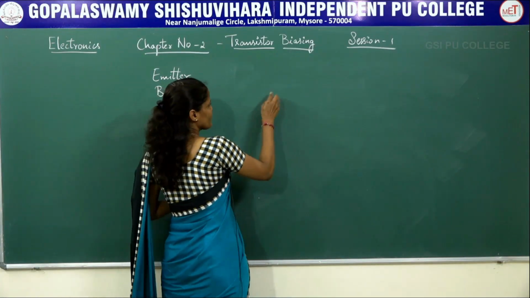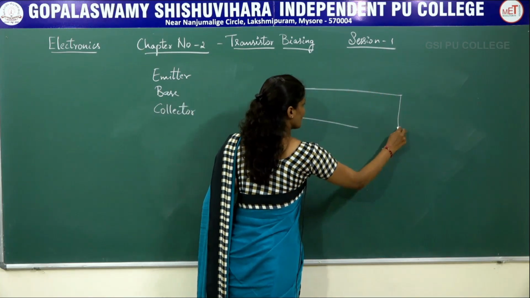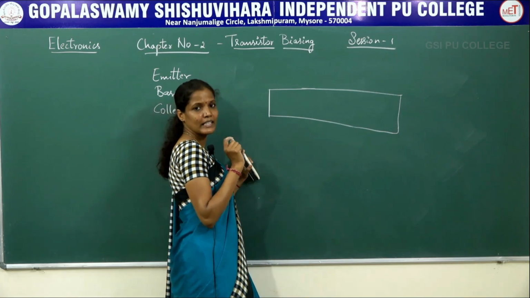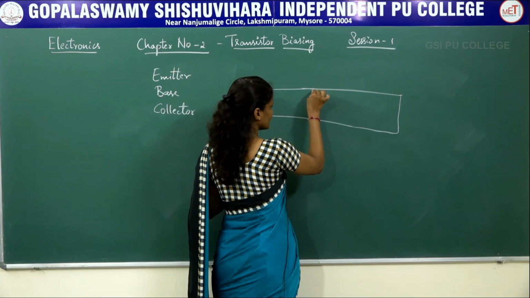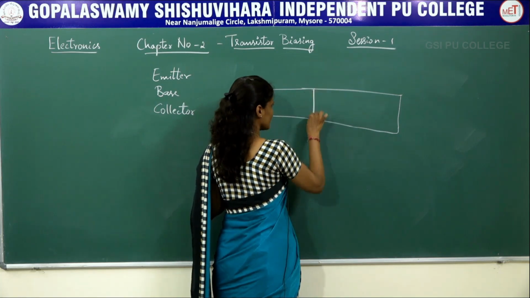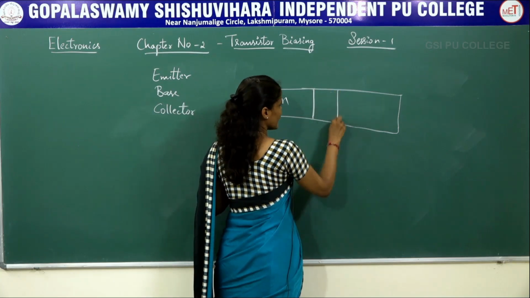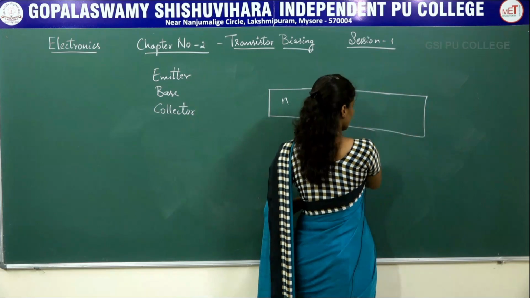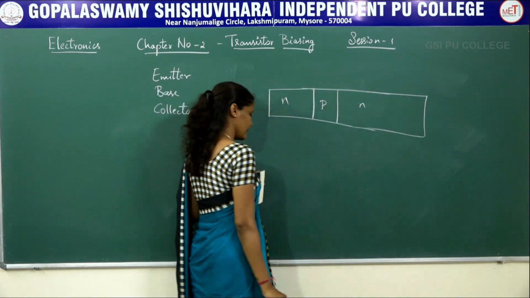I told you that the emitter is heavily doped, whereas the collector is moderately doped and the base is lightly doped. So if we have to represent that symbolically and pictorially, this is the emitter, this is the base, whereas this is the collector. Collector is large. So this is the NPN transistor.